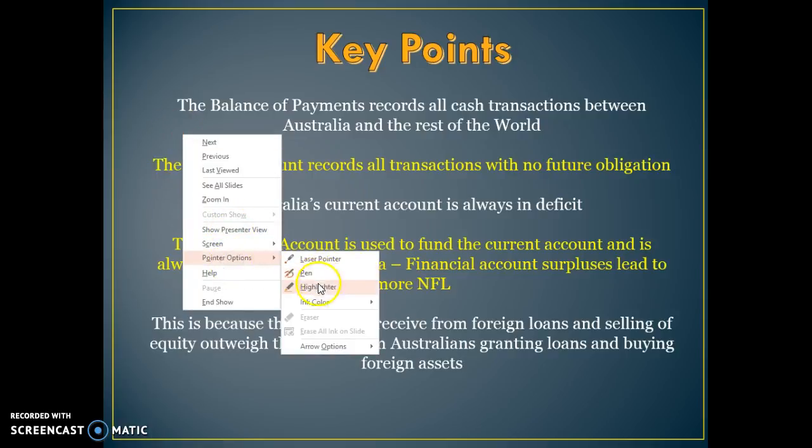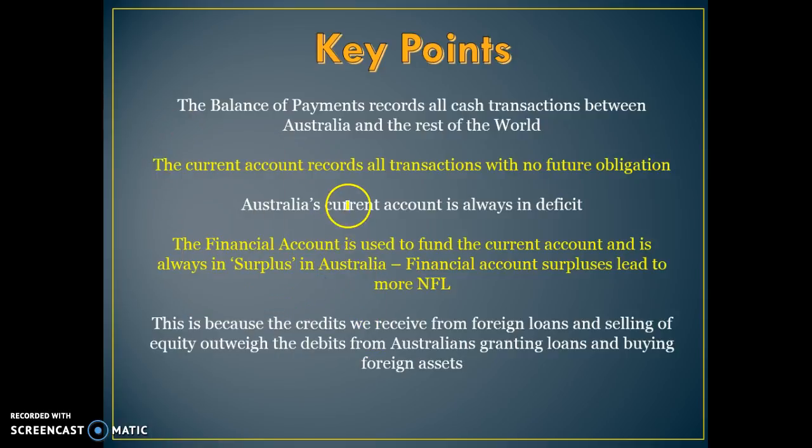We've talked about the balance of payments and what that measures, the current account measuring all transactions with no future obligation, the financial account being used to fund the current account. Basically, every time we run a surplus in the financial account, that surplus continues to accumulate and lead to more net foreign liabilities. Because a surplus in the financial account means that we are either borrowing or selling off assets, those transactions lead to a continual increase in our net foreign liabilities.